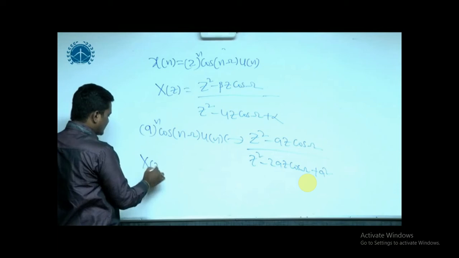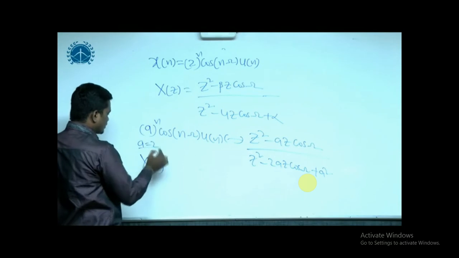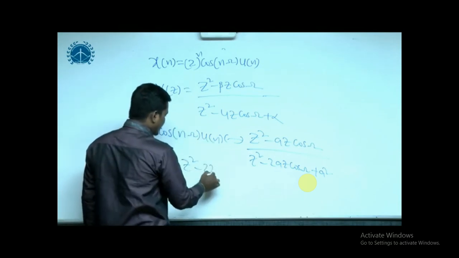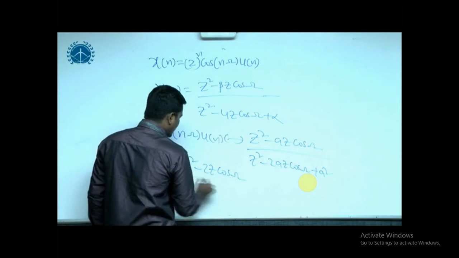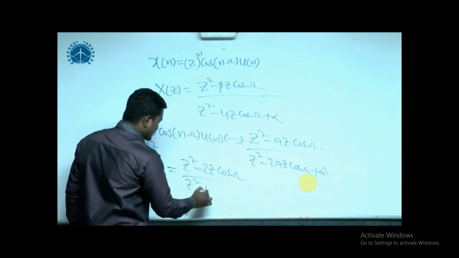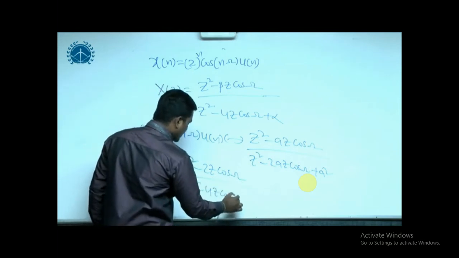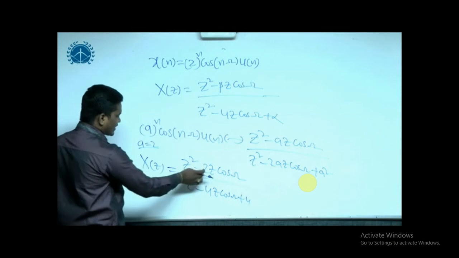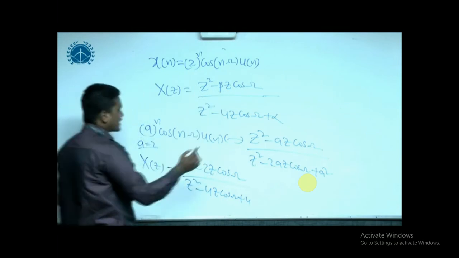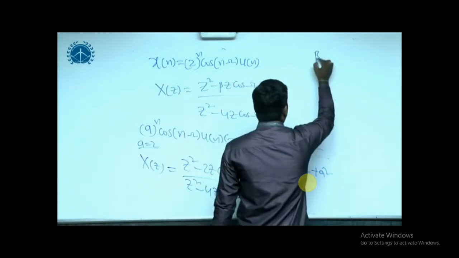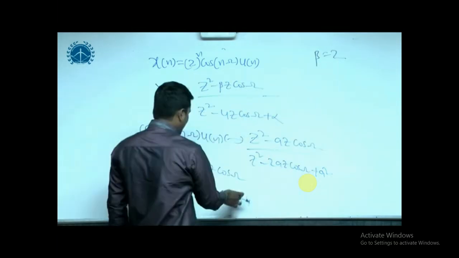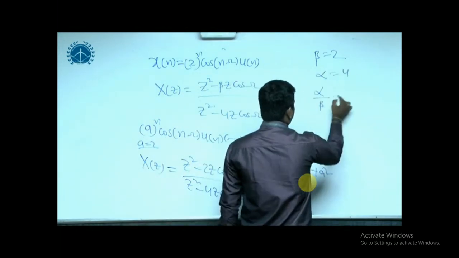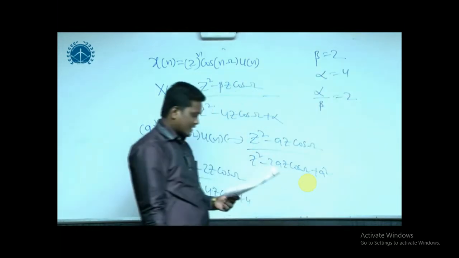Now X of z, with a given as 2, if I substitute a equals 2 in this equation, becomes (z square minus 2 z cos omega) divided by (z square minus 4 z cos omega plus 4). Now you compare this equation and this equation. If I compare, beta I am going to get as 2 and alpha I am going to get as 4. So the value of alpha by beta is 2, that is the answer.